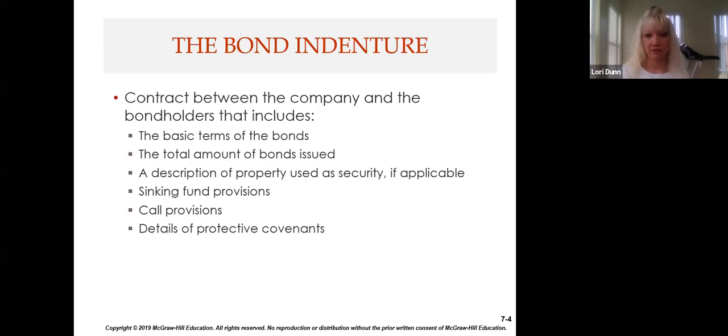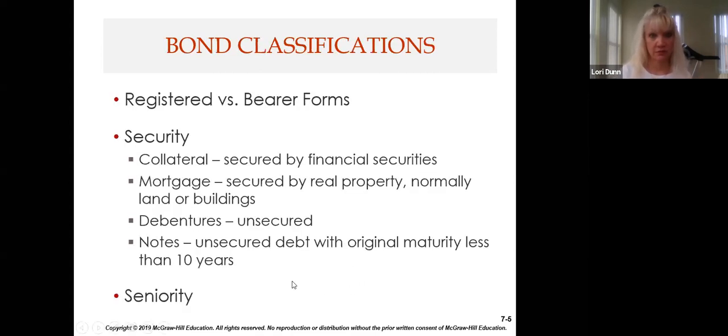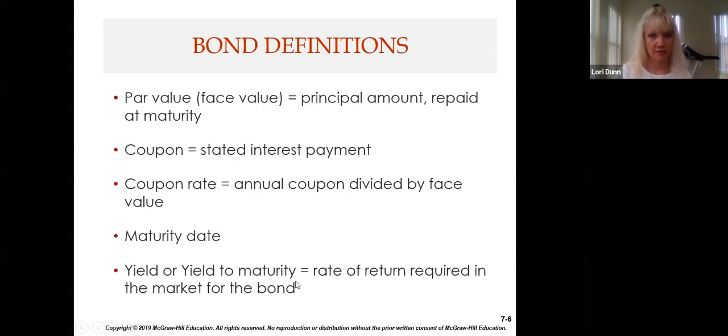There might be something called a sinking fund provision. We'll talk about that. A call provision. There could be what's called detailed covenants. So all this information is defined on the contract, just like when you have any loan document. Other information on there will be the principal. And I'll come back to this in a second.